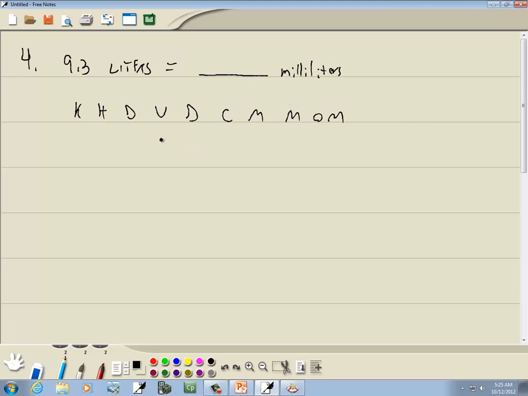Okay, so we're at liters. That's our unit, our base. We're going to milliliters. Well, here's the milliliters. So go 1, 2, 3 places to the right. So here's our decimal place. Now we'll move it 3 places to the right. So go 1, 2, 3. This is where our decimal will be, and I put zeros for the missing digits here. So this will be 9,300 milliliters.